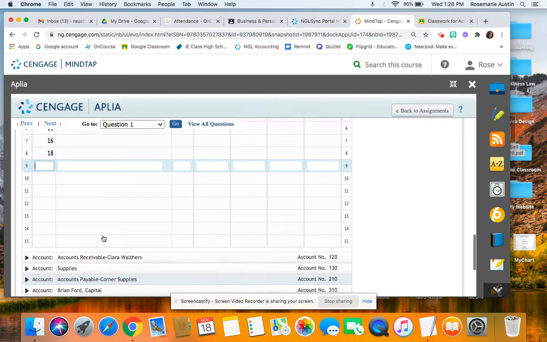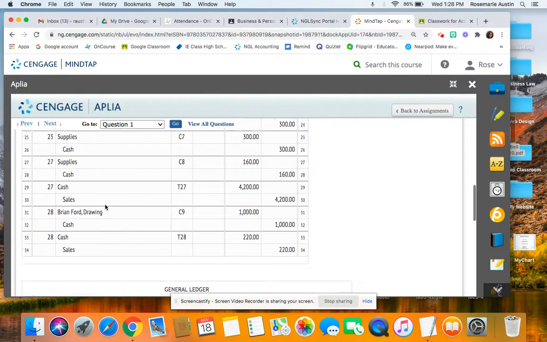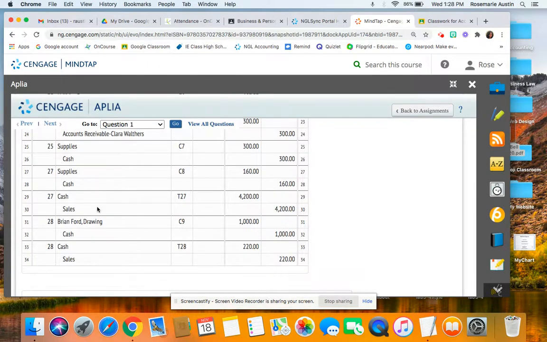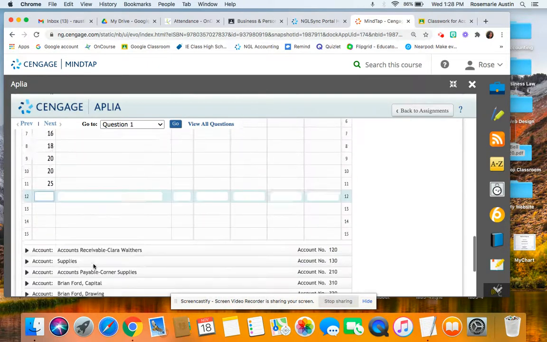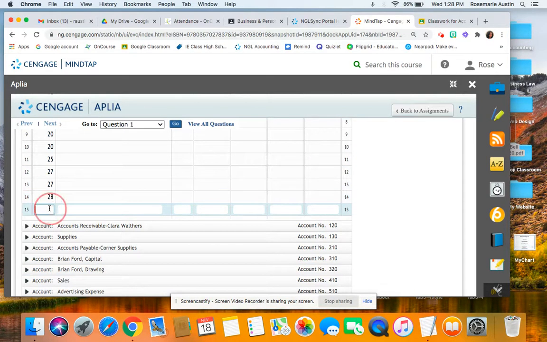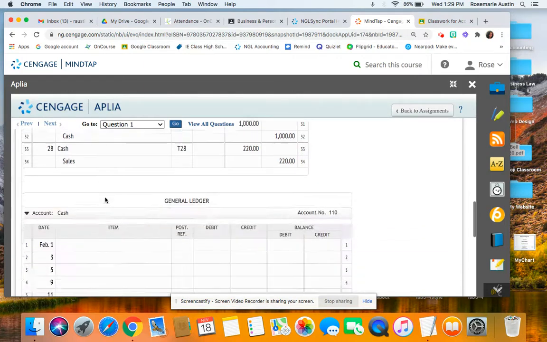So let's do that. We have 2 on the 20th, 1 on the 25th, and then what are the next 4? We have 2 on the 27th and 2 on the 28th. Okay, and then we're done. Almost done. I'm just getting my dates set up in here. These are all coming from General Journal, page 1.